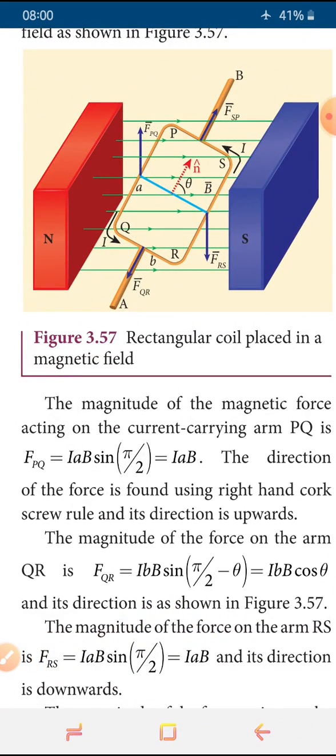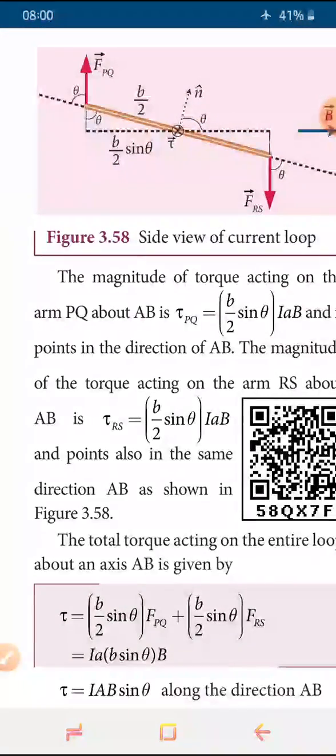And what about the QR and SP forces? They also contribute force, but it is acting along the same line. Then it is cancelling, so it is not responsible for the torque, because the forces are equal but opposite, so they cancel each other. So based on the torque, here we are explaining for this rectangle. So it is very clear.